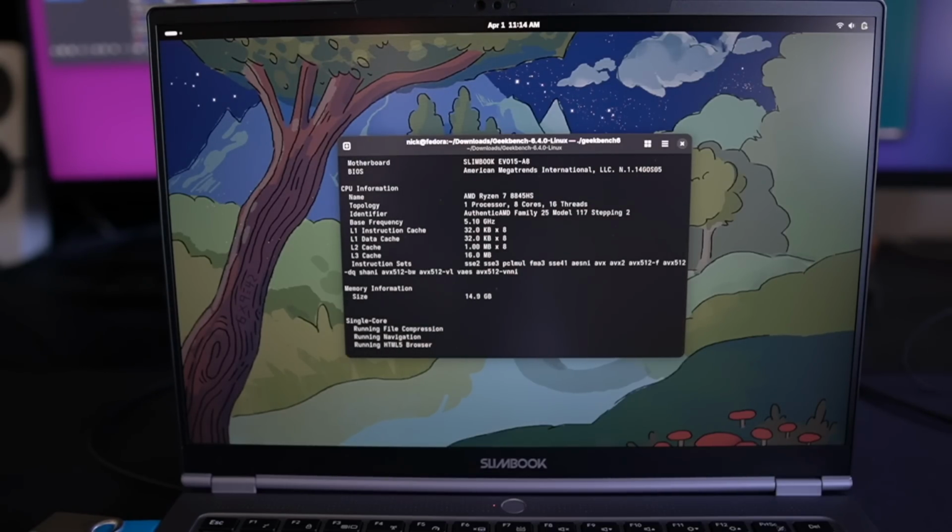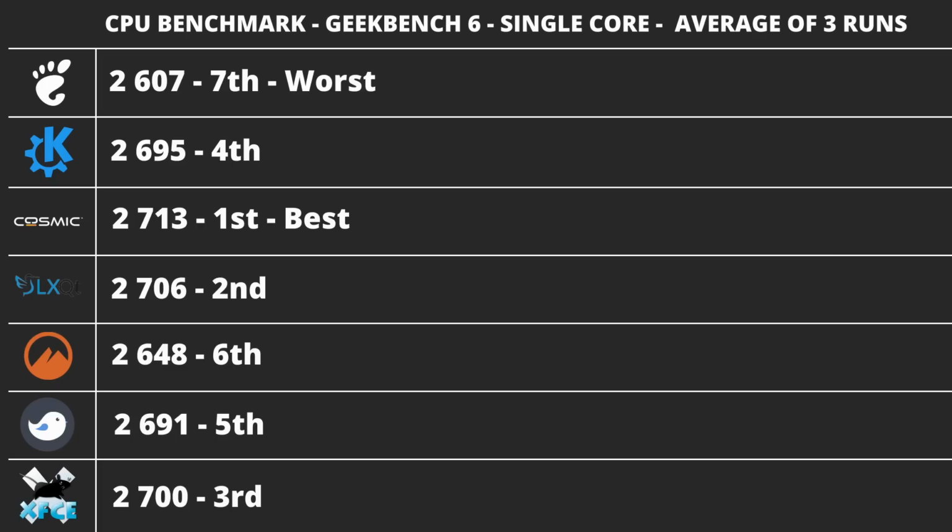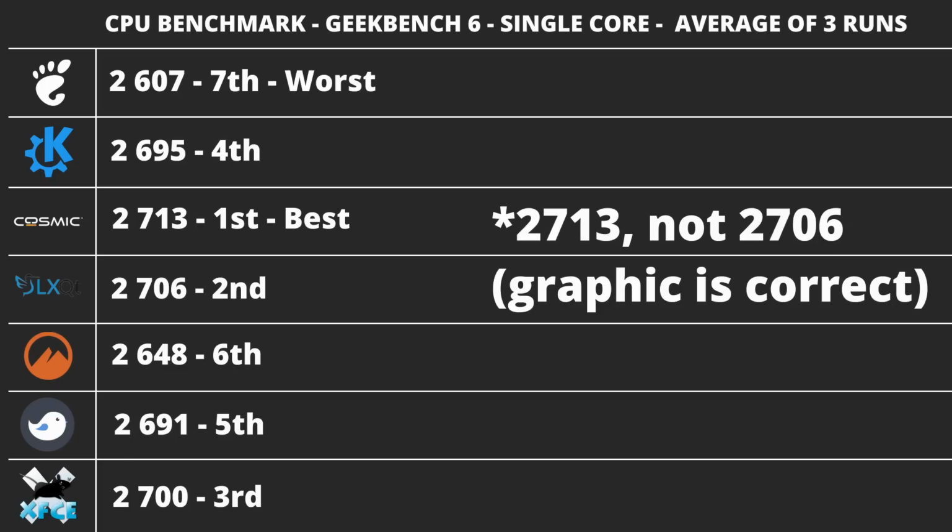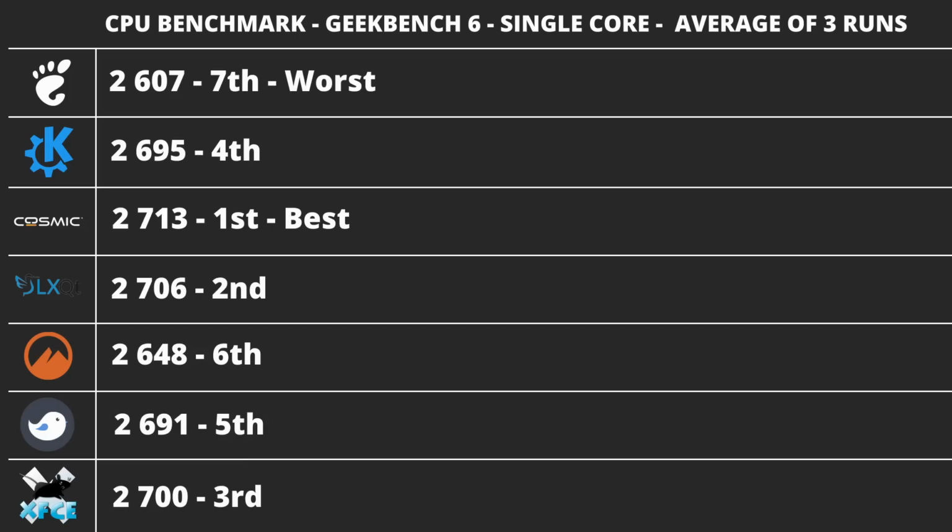In single core, Cosmic got a slightly better score than the others, averaging 2706 compared to the least performant, which is GNOME, at 2607. The rest were all around 2650 to 2700, no big difference, but between Cosmic and GNOME it was a 3% difference, and that's the biggest it got. So the desktop you're running really does not affect single-core CPU performance at all, at least not when it's idle.